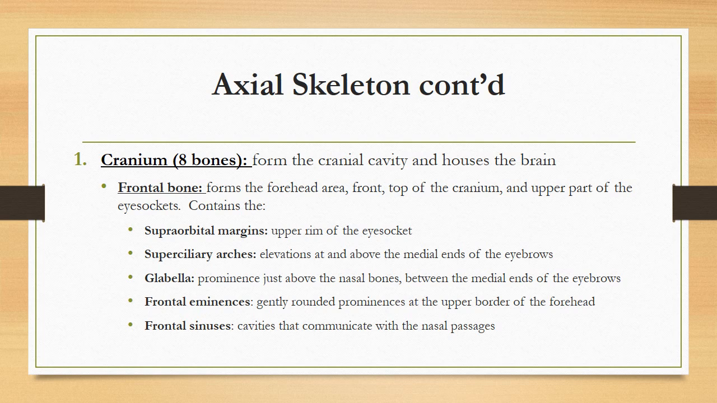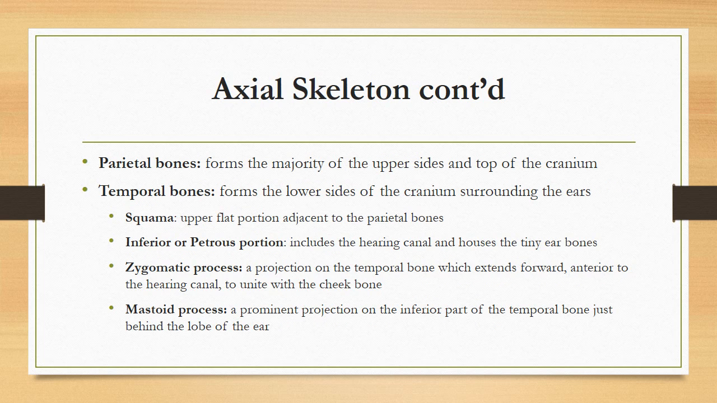That's your glabella. Your frontal eminences, the gently rounded prominences at the upper border of the forehead, and your frontal sinuses, they are cavities that communicate with the nasal passages. We also have the parietal bones. They form the majority of the upper sides and top of the cranium.